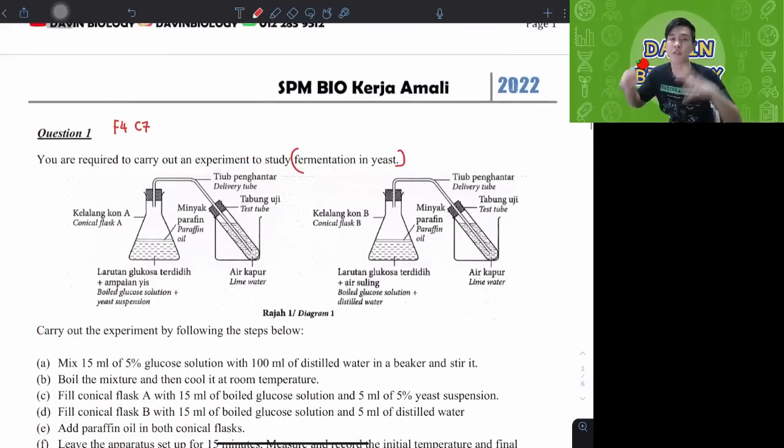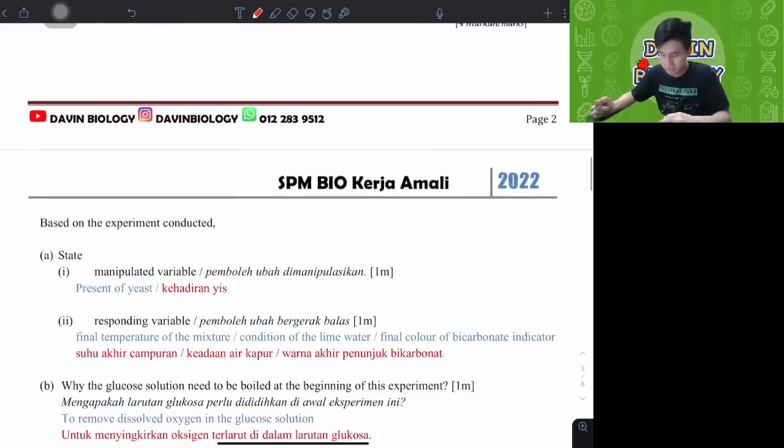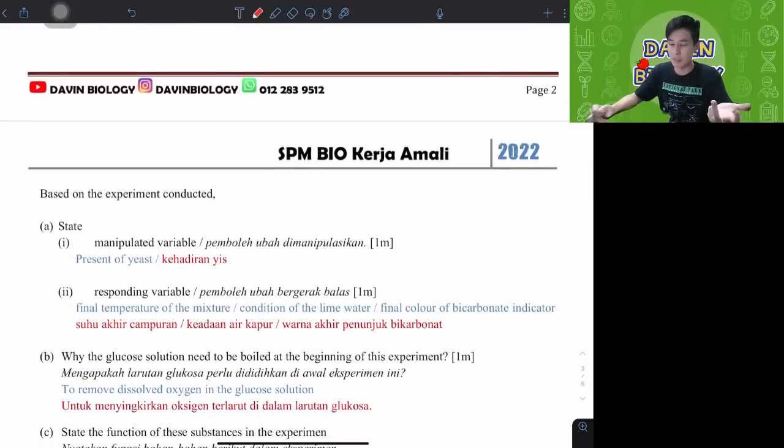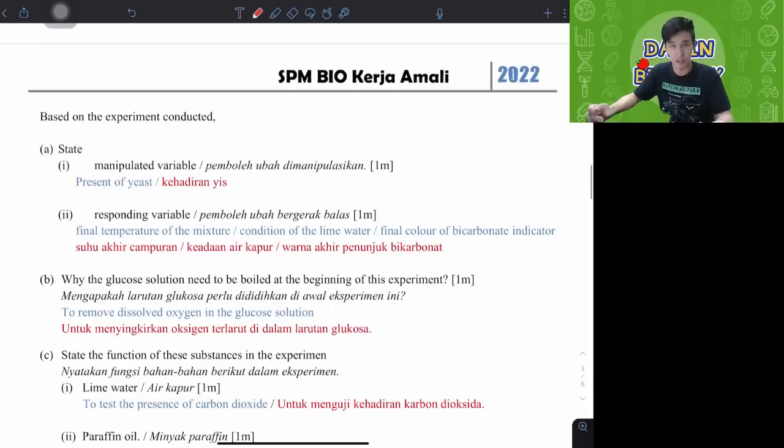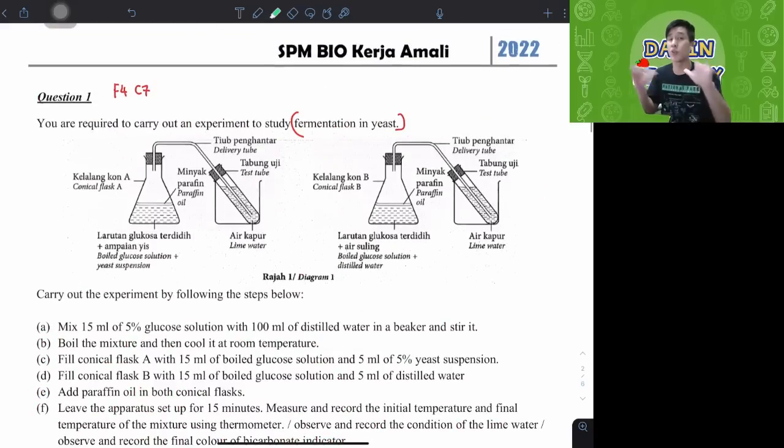So I already give you here. By the way, this set of notes I will put a soft copy in the description below. You can go and find it. Here I already prepared example questions that they could ask, and also example answers, in both BM and English. So for the manipulated variable, first is the presence of yeast. You can see in the diagram there are two setups. One has yeast, one doesn't have yeast.